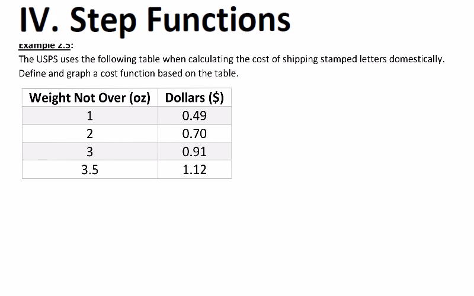Example 2.5 says the U.S. Postal Service uses the following table when calculating the cost of shipping stamped letters domestically. Define and graph a cost function based on the table. There's two things we're being asked to do here. Number one, it says define. Number two, it says that we're supposed to graph. Now, what it is that we're supposed to define and graph is a cost function.